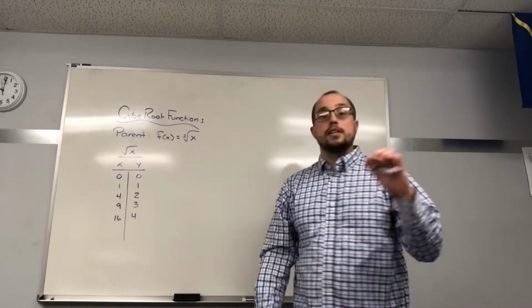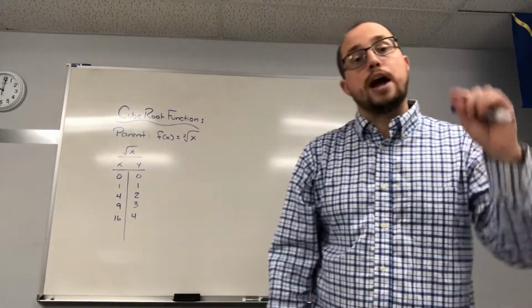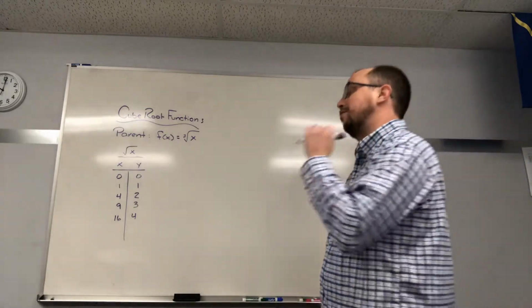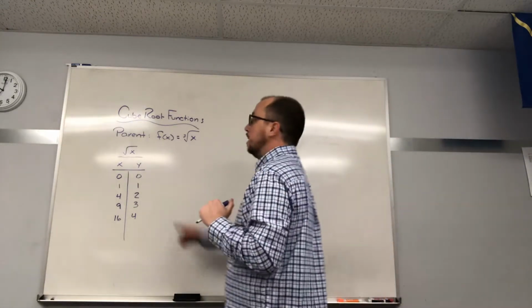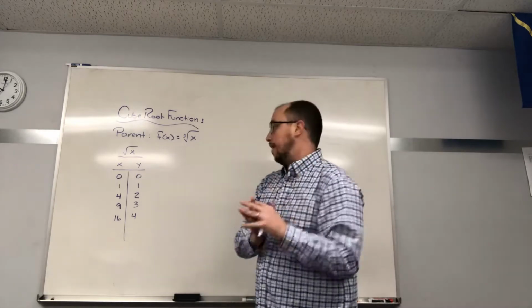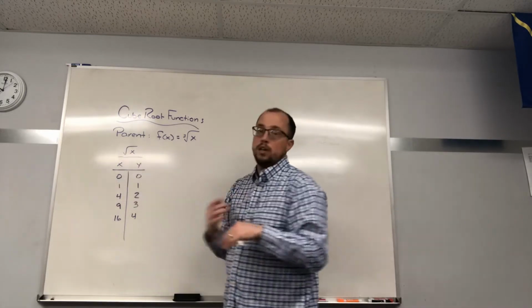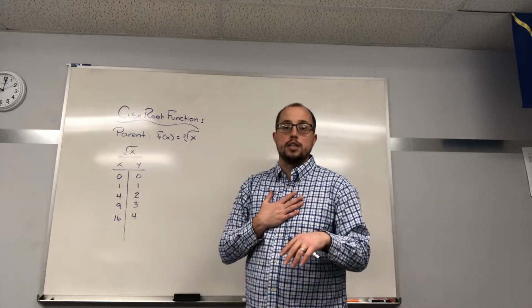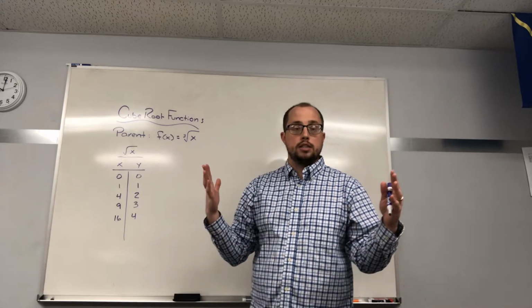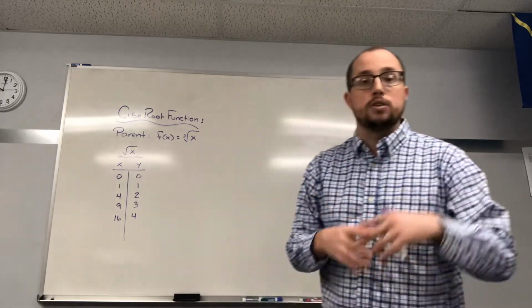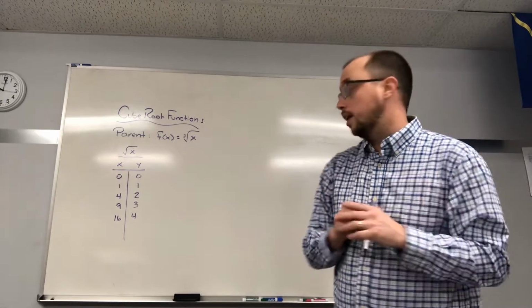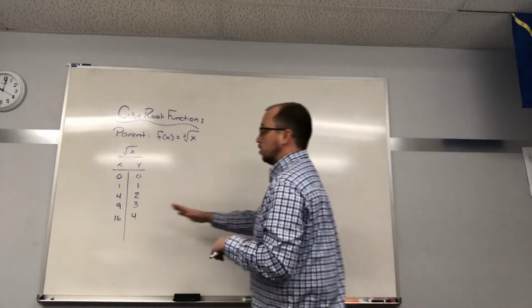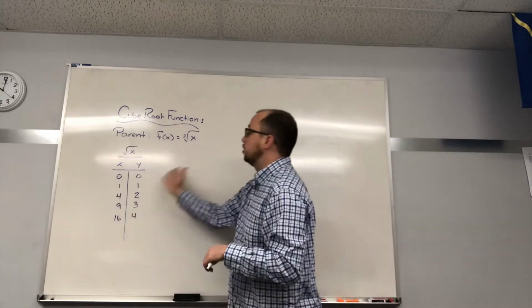Okay, we said that this graph only goes up and to the right in one direction because of the fact that you cannot have a negative x underneath the radical. If I tried to plug in negative 1, well, the square root of negative 1 is not possible. It's an imaginary number. You'd have to use imaginary numbers. We're not doing that right now. So this graph we said starts and goes up and to the right because of this.